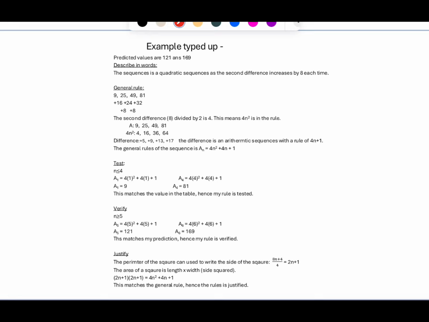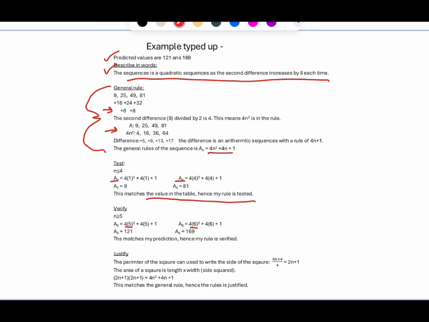And this is perfectly laid out in the sections of prediction, describe in words what is happening. So the quadratic, we know it's a quadratic because it increased by 8 each time. The general rule, so you show that you found the second difference. You knew that it was 4n squared, and then we got the rule. Test, you have to pick numbers less than 4 or the same as, so I chose 1 and 4, and then you have to write it matches the values in the table. When it's 5 and 6, this is when you verify.